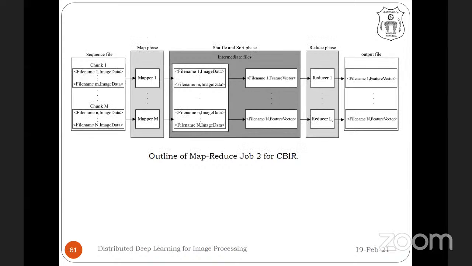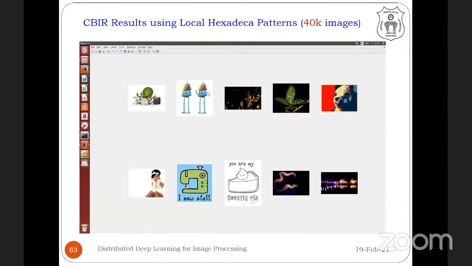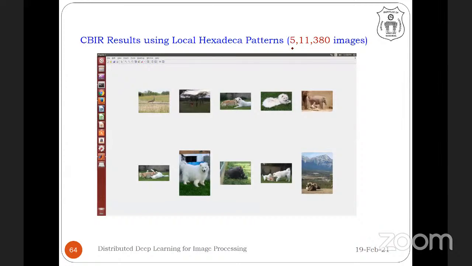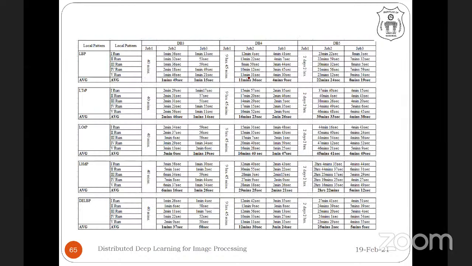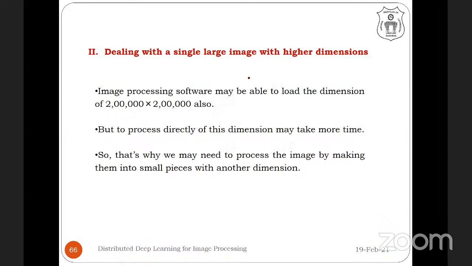So these are the MapReduce jobs related to that. And we processed 5,11,308 images for the task of CBIR. This is about traditional image processing. And these are the different times it has taken to complete.